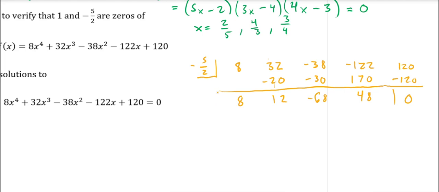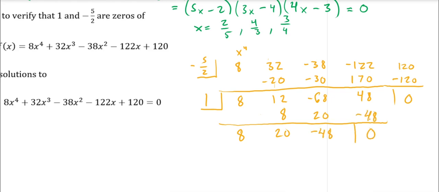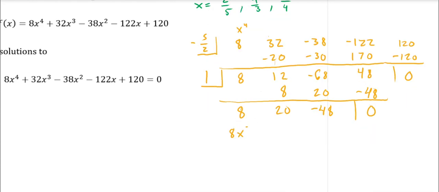Now, let's just keep the party going. We know we went from x to the 4th down to x to the 3rd, but let's not stop. Let's divide those by a new root, which is 1. So this would be 8 dropped down. Take the sum, that's 20. The product, 20. Take the sum, negative 48. And finally, we wind up with a 0 for our remainder here as well. This gives me 8x squared plus 20x minus 48, which I can't help but notice is the same thing as 4 times 2x squared plus 5x minus 12.